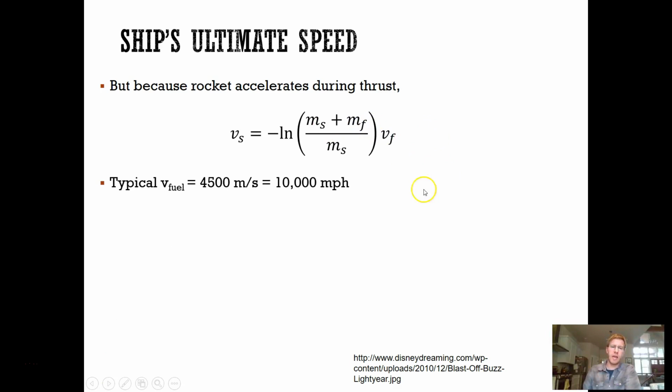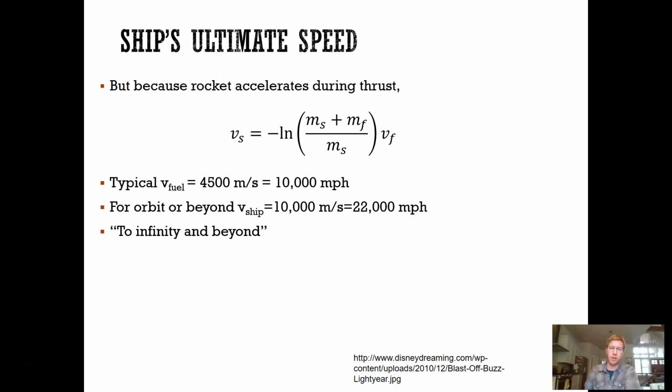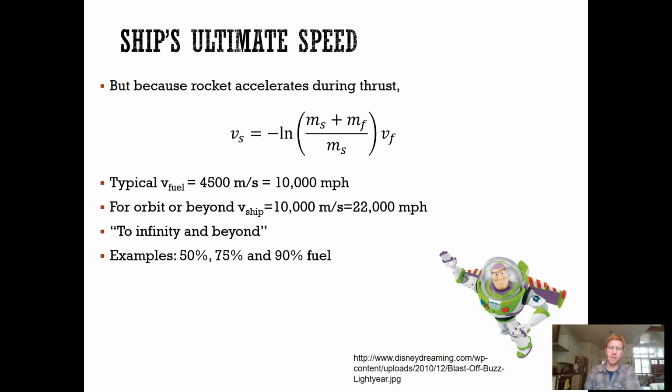Anyway, just to give you an example, typical speeds that you can eject fuel at are in the ballpark of 10,000 miles an hour. To escape Earth's gravitational well, you need your ship to achieve speeds in the ballpark of 22,000 miles an hour if you want to head to Mars or to infinity and beyond, as Buzz Lightyear likes to say. So how much fuel do you think it would take to achieve exit velocity? What percentage of your overall starting mass do you think would need to be fuel? Would it be 50, 75, or 90%?